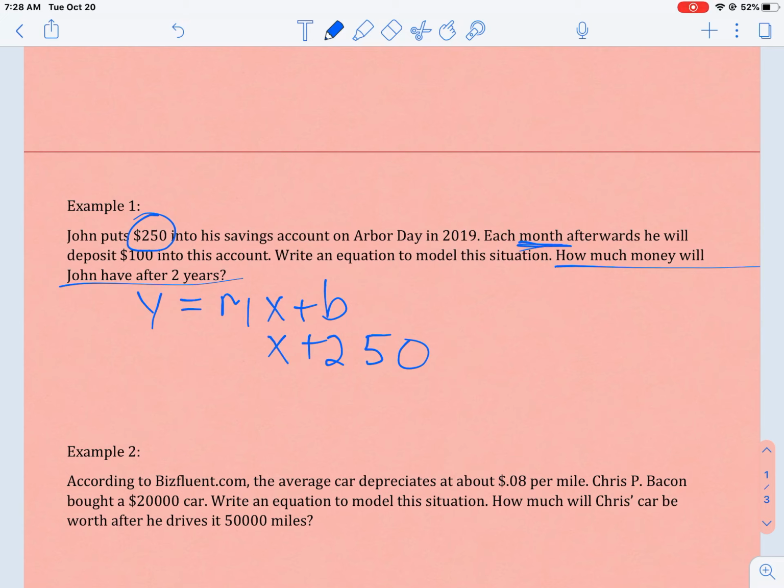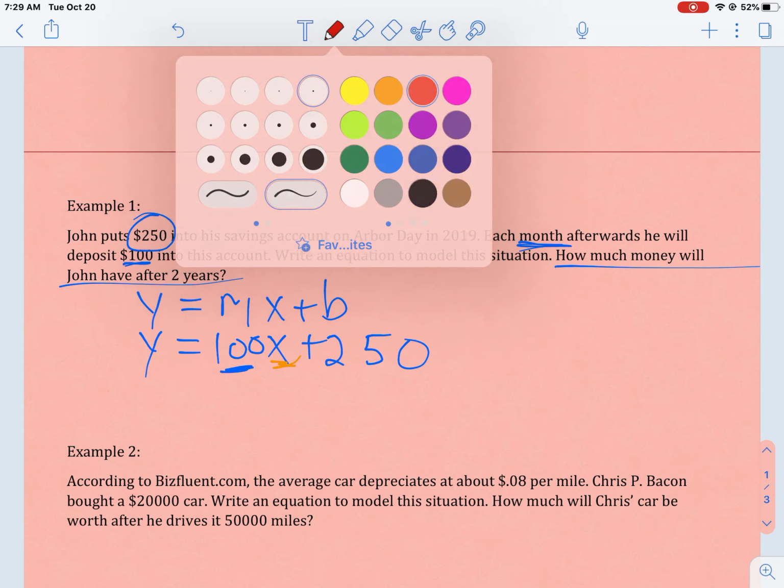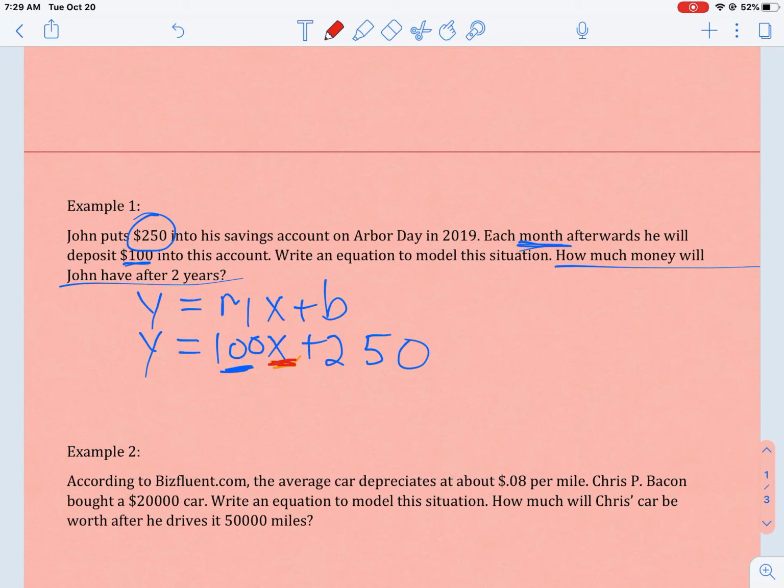Each month afterwards, he'll deposit $100 into his account. So the slope will be 100, right? Because he's increasing by 100 every month, okay? Now, remember, it's $100 per month, right? So x would represent the months, because it's $100 per month. So x would be months. Okay, and y, after a certain number of months, what's he going to have? Money, right? So y would be money.